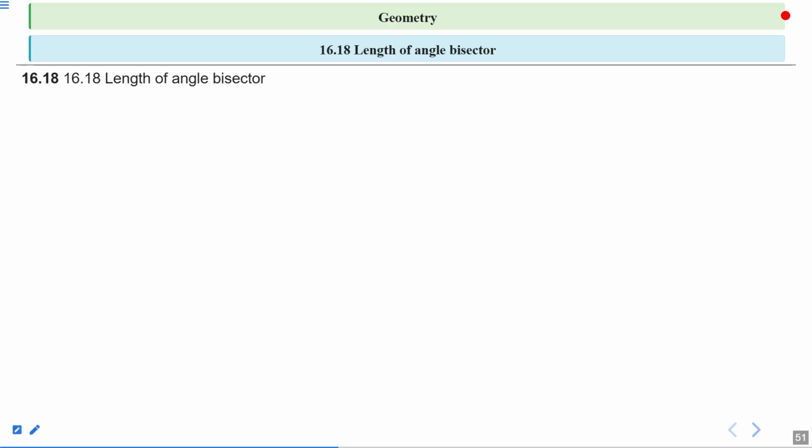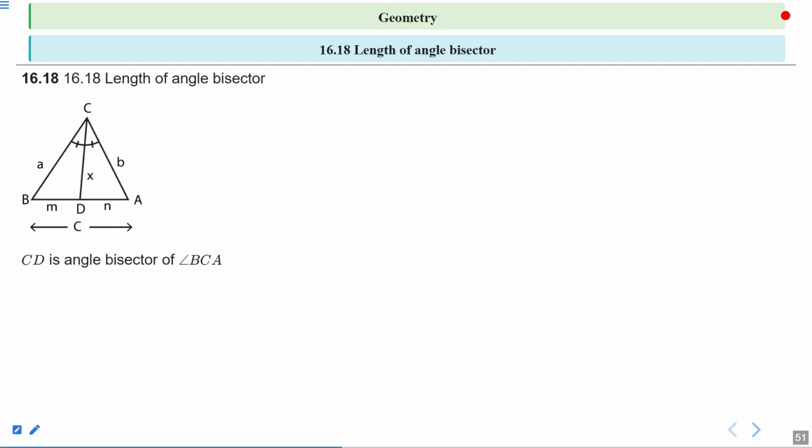In the same way, the length of the angle bisector. So when CD bisects the angle C, both angles are equal, and it divides AB in the ratio of M ratio N. CD is the angle bisector of angle BCA. So X square is always equal to AB minus MN, that is, A into B minus M into N.